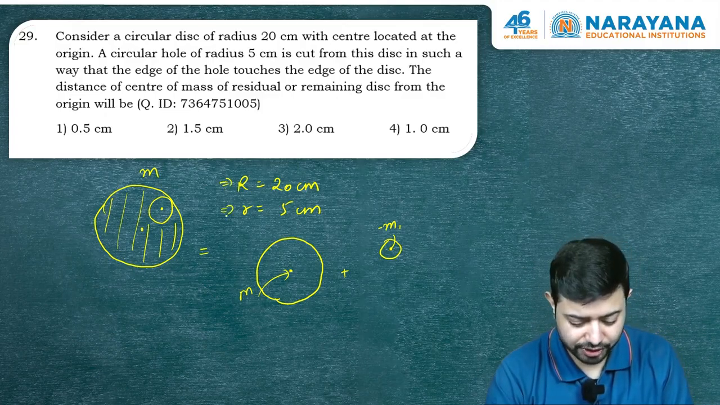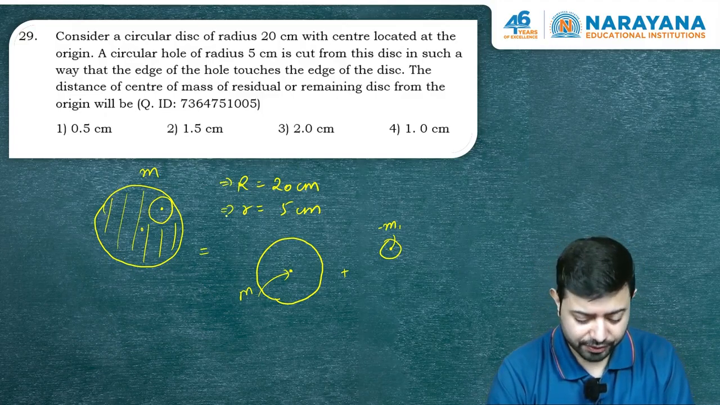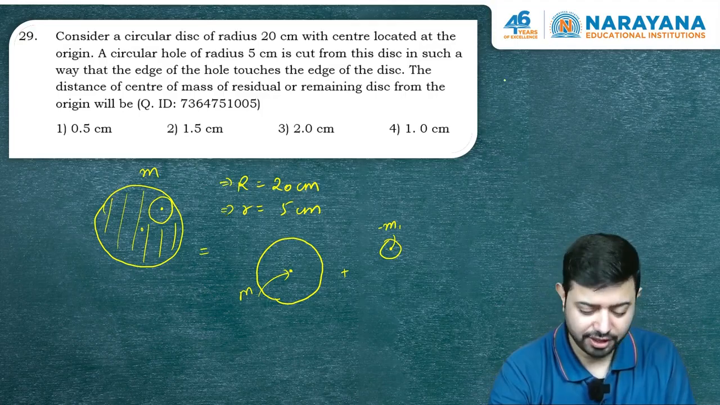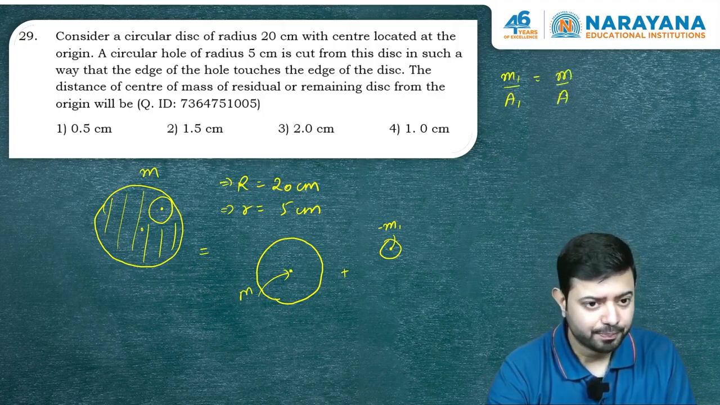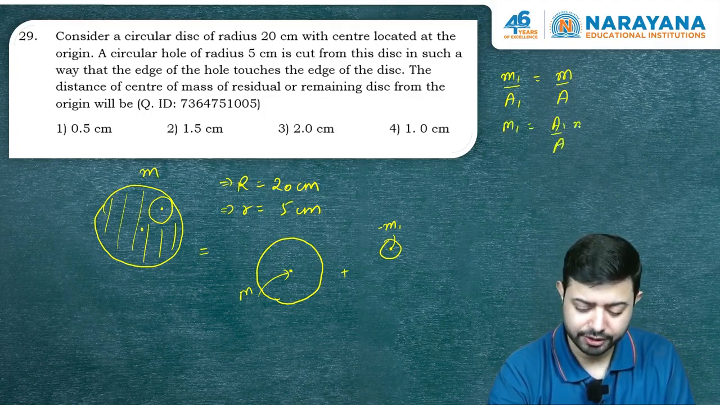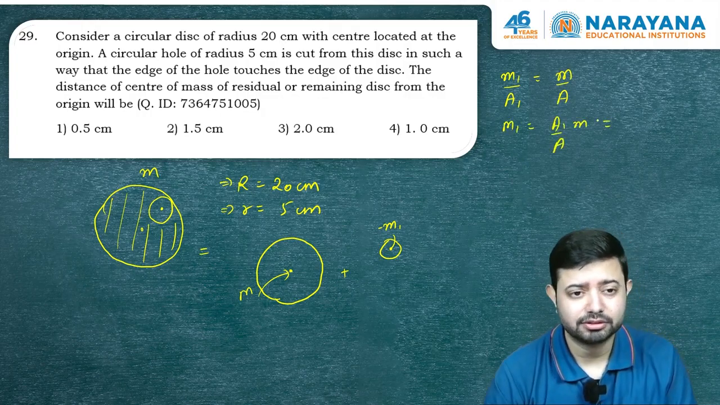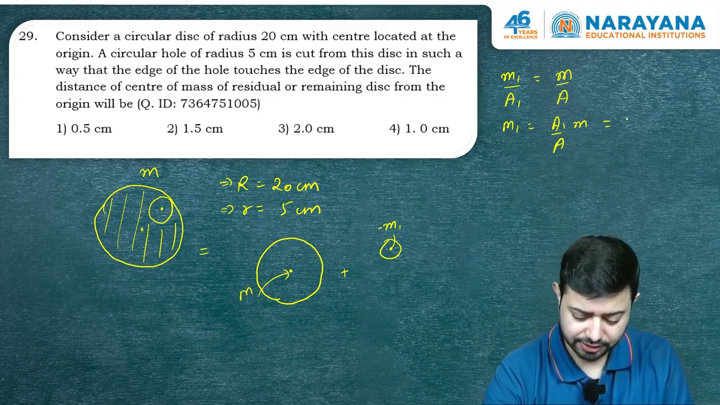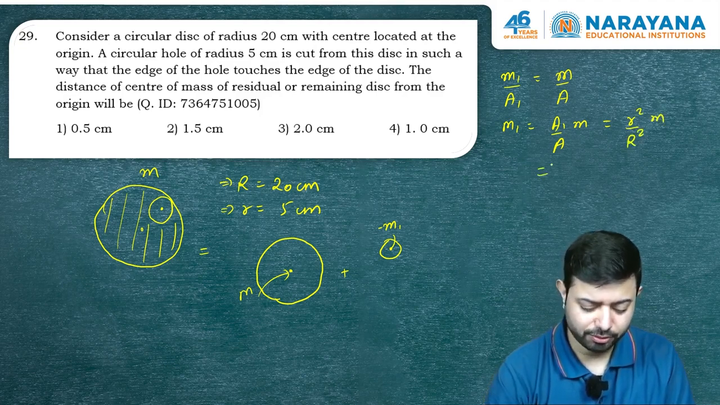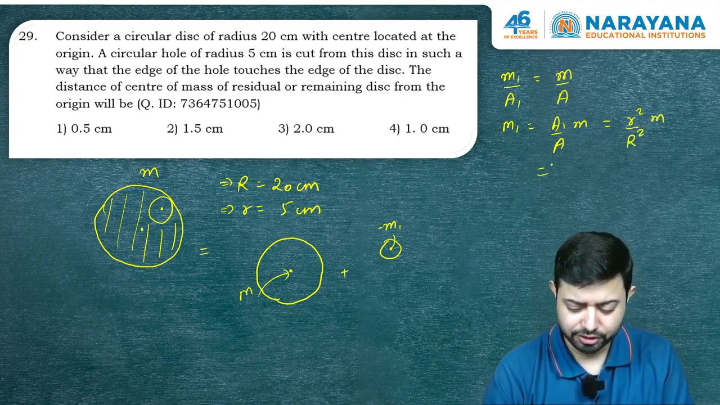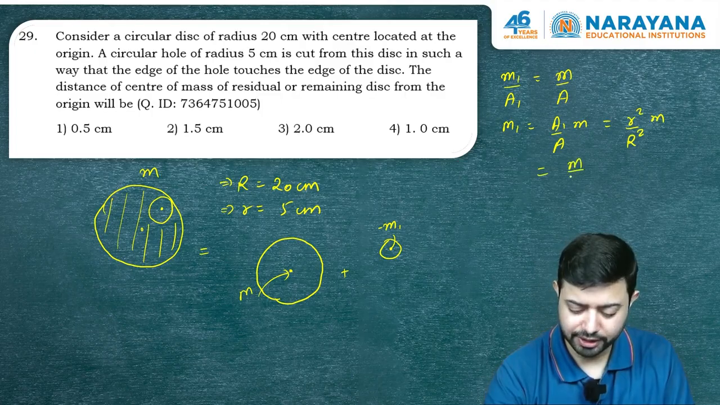So, now you can say that if I talk about the mass, how will you write down? m1 by the area of it should be equal to total mass by total area. So, what is my m1 in terms of m? a1 by a into m. Now, area is proportional to the radius square. So, you can say that a1 is going to be small r square divided by capital R square into m. Now, what is this small r by capital R? 1 by 4, so 1 by 16, right. So, this will become m by 16.